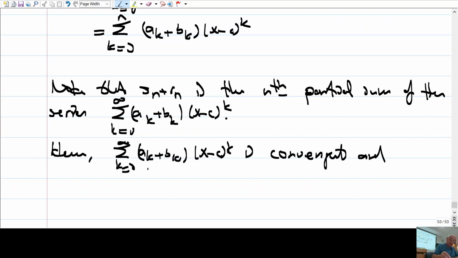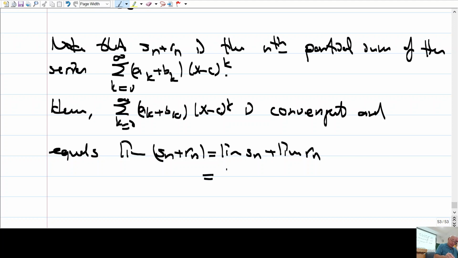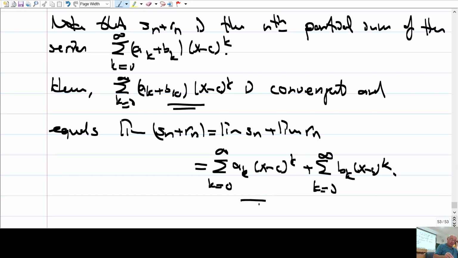And what does this equal? It equals the limit of Sn plus Rn, but since both of them are convergent, this limit can be written as the limit of Sn plus the limit of Rn, and this is nothing but the sum from 0 to infinity of ak x minus c to the power k plus the sum from 0 to infinity of bk x minus c to the power k. So this infinite sum is equal to this.